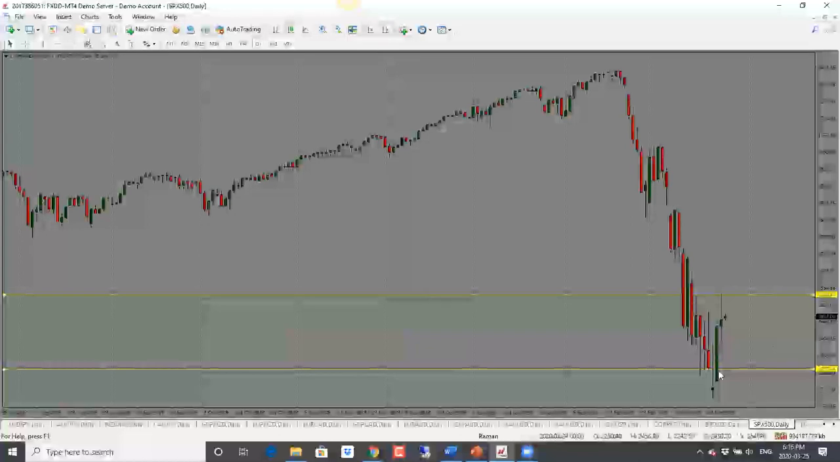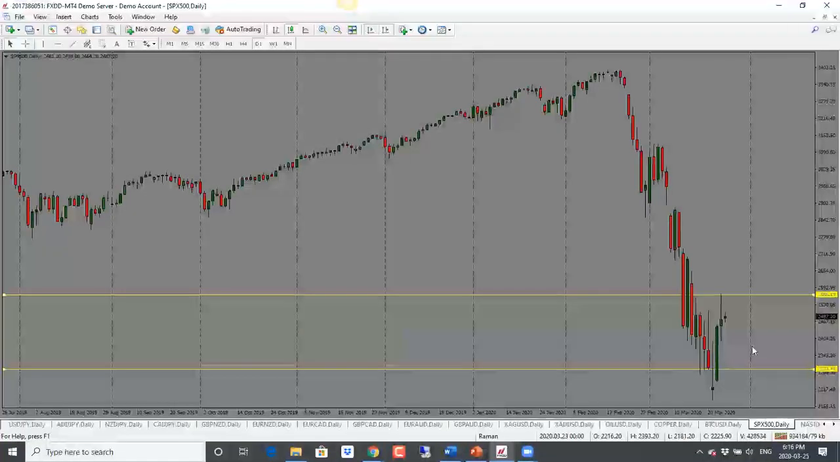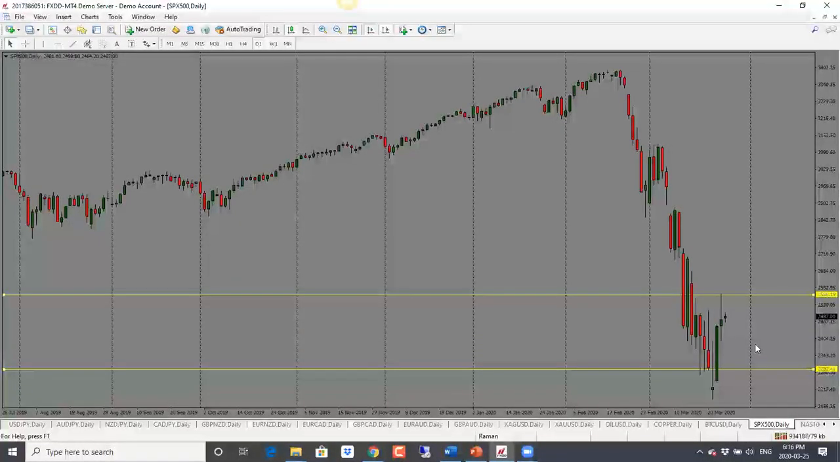S&P 500, we saw a big move to the upside here when the markets were waiting for the stimulus package to be announced. And even today here, we saw a big move to the upside based on the rumor or anticipation of the stimulus package. But then we saw price decline from there.